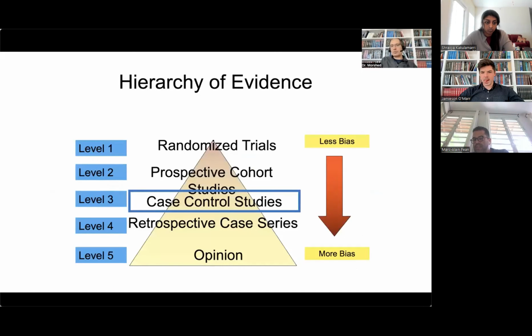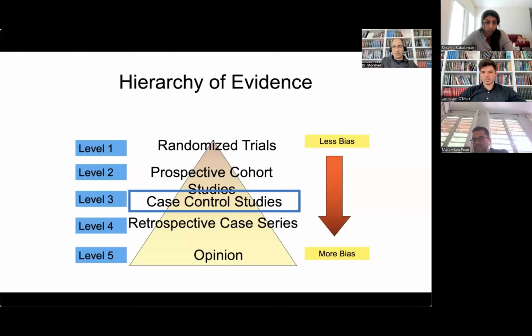How about if a prospective cohort study isn't possible? And sometimes that's the case, for some of the same reasons that a randomized trial may not be possible, because the prospective cohort study still is a labor-intensive undertaking that takes a lot of time.